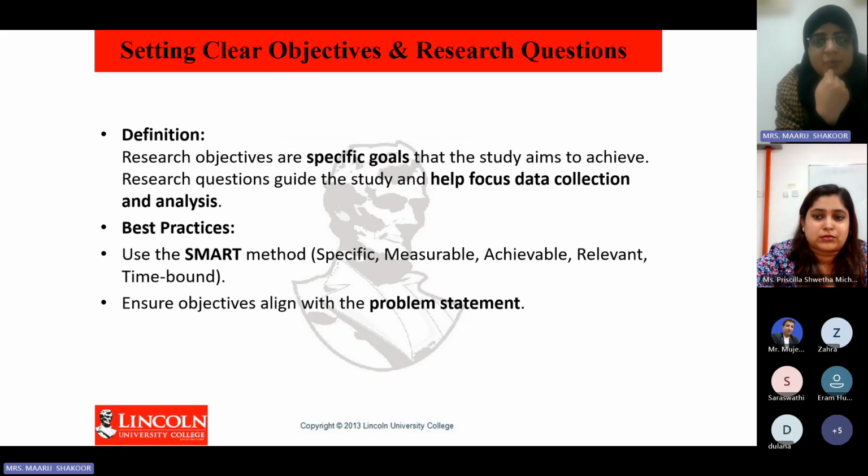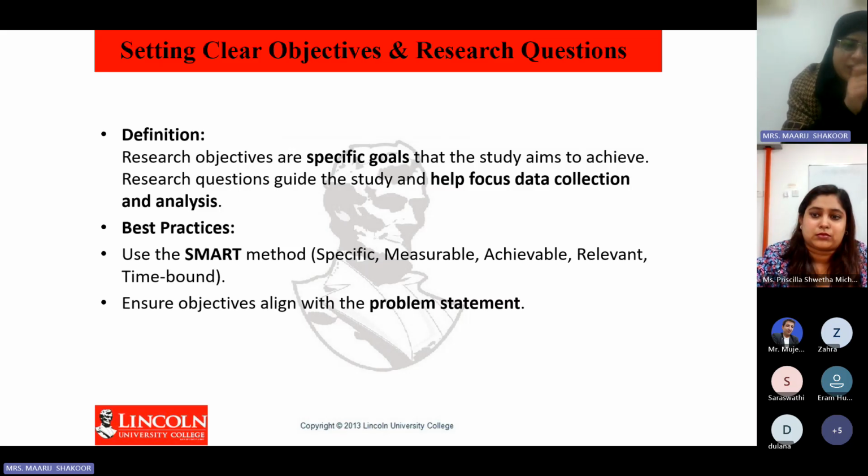Research objectives are specific goals. It's not like all the goals I have. No, you have to tell us these are my specific goals. It is going to work in my proposed study and I have to work on it. These are my research questions. I am going to work on it and I will have to answer it in my analysis. That is what the study aims to achieve. Research questions guide the study and help focus data collection and analysis.